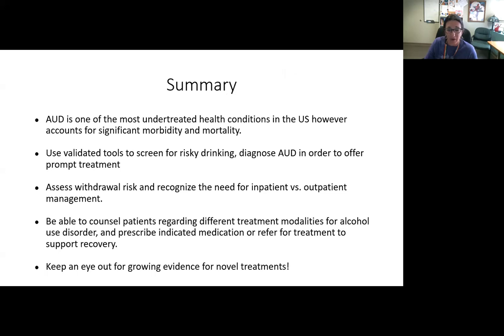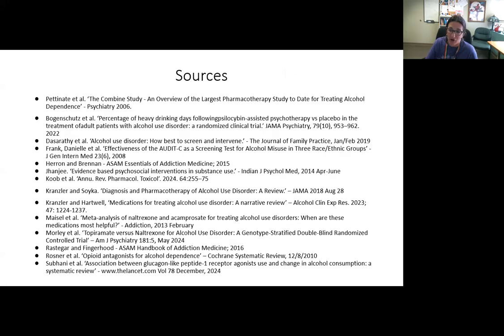So I will stop there. Just encourage everyone to keep this at the forefront of your practice. Try to increase the rates of patients who are getting these treatments, and we'll keep an eye out for growing evidence of what else might become available.